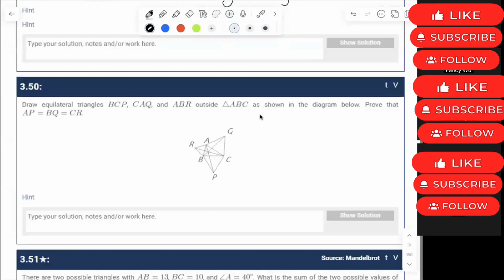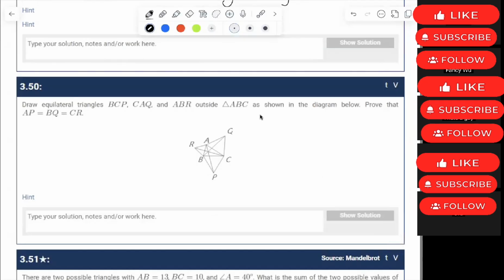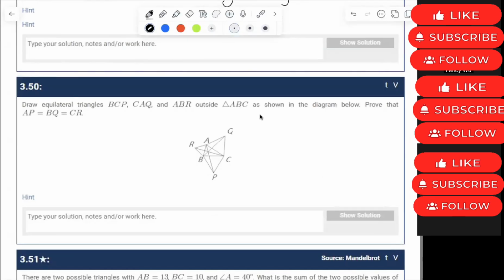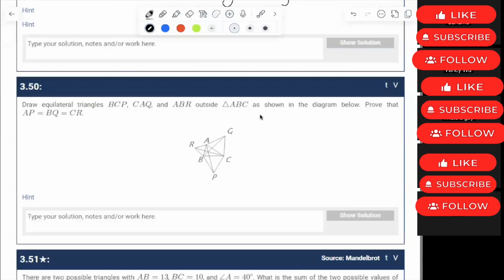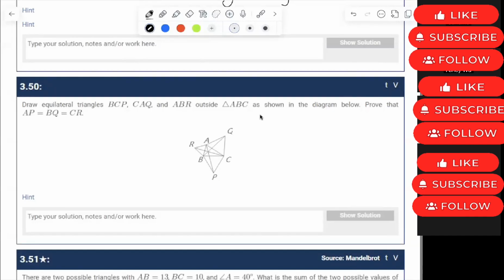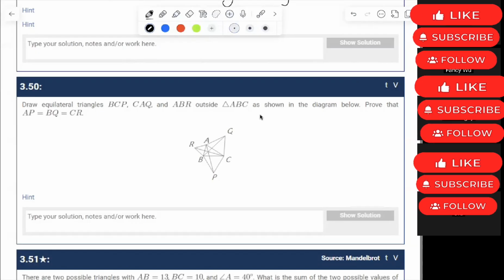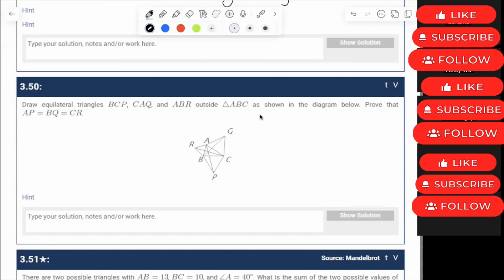All right. Now let's move on to 3.50. Draw equilateral triangles BCP, CAQ, ABR outside triangle ABC, as shown in the diagram. Prove that AP is equal to BQ is equal to CR. I'll just try this question and tell me what to do, chat.